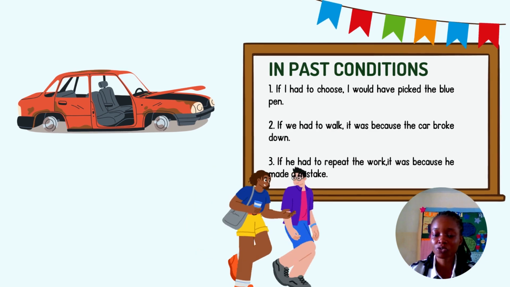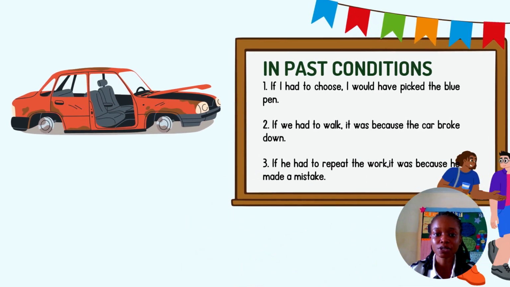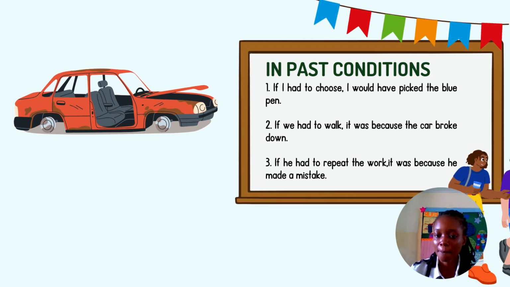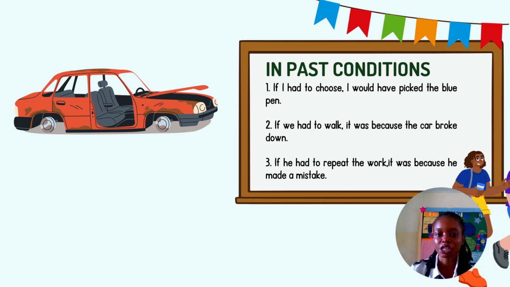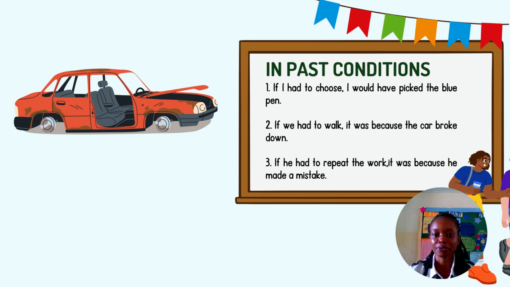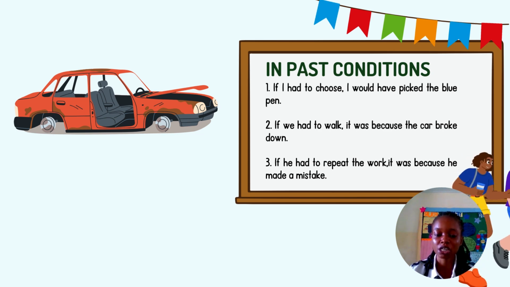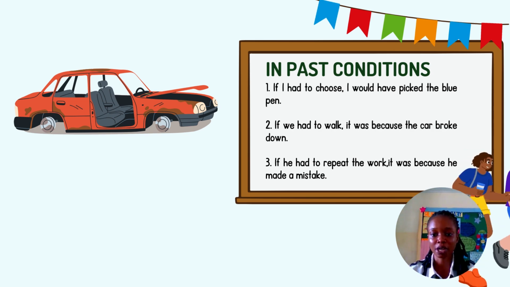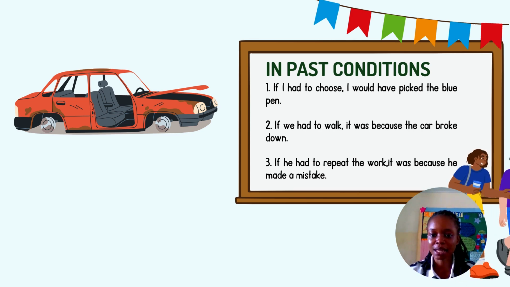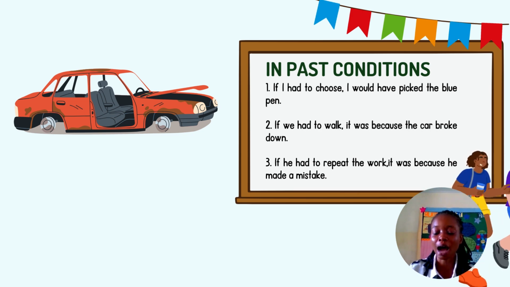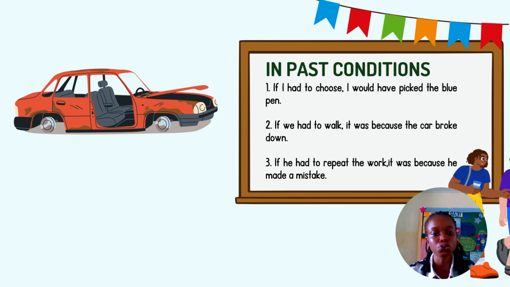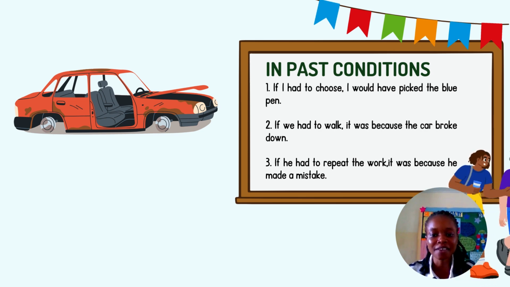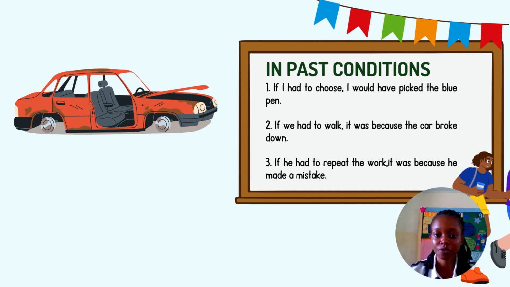We can also use had to for things in past conditions. If I had to choose, I would have picked the blue pen. If we had to work, it was because the car broke down. If he had to repeat the work, it was because he made a mistake. We can use had to when we're talking about past conditions, or things that happened in the past. Like when we said, if I had to choose, I would have picked the blue pen. That means the person didn't have the opportunity to choose, but if he had, he would have chosen differently.